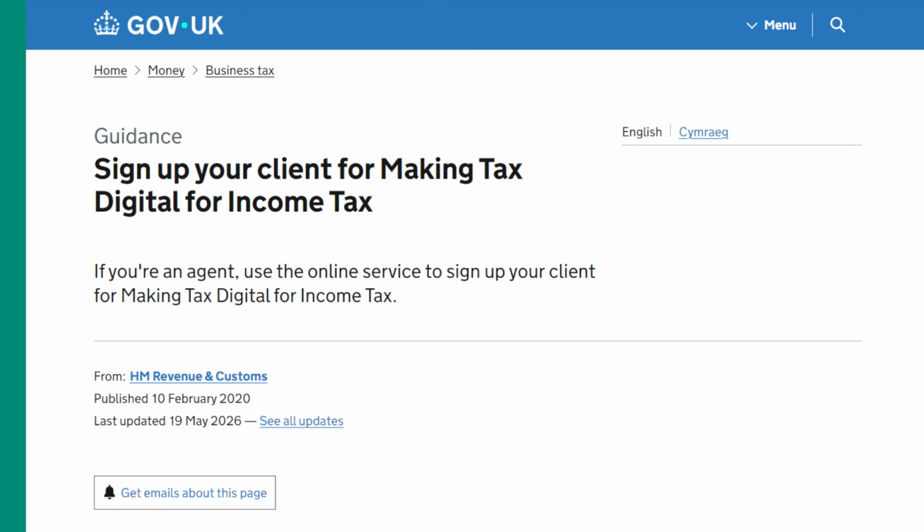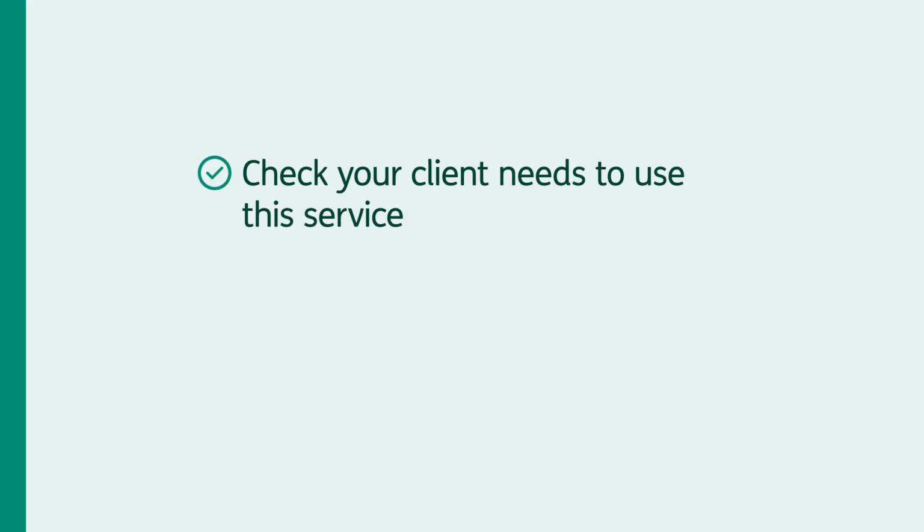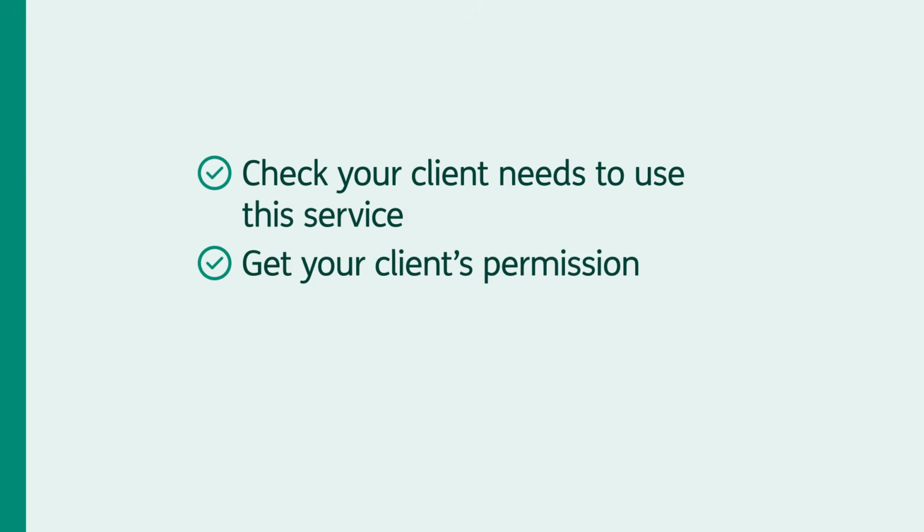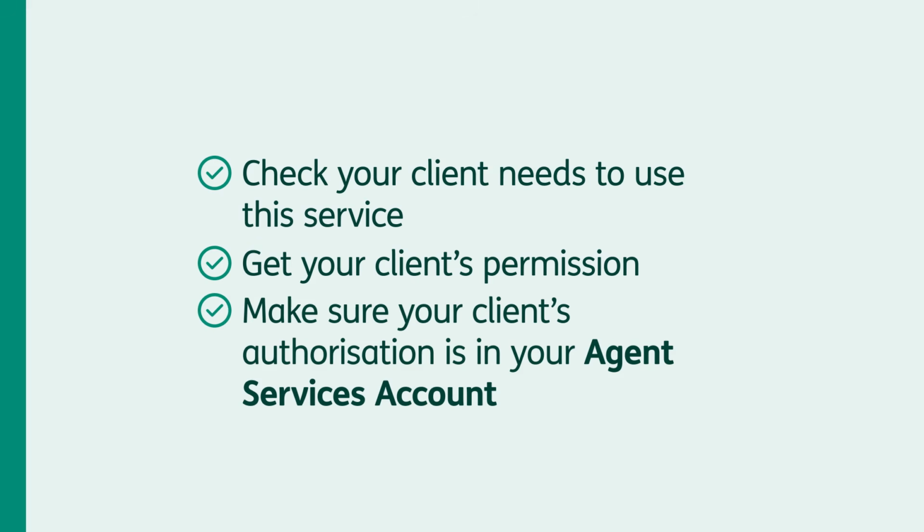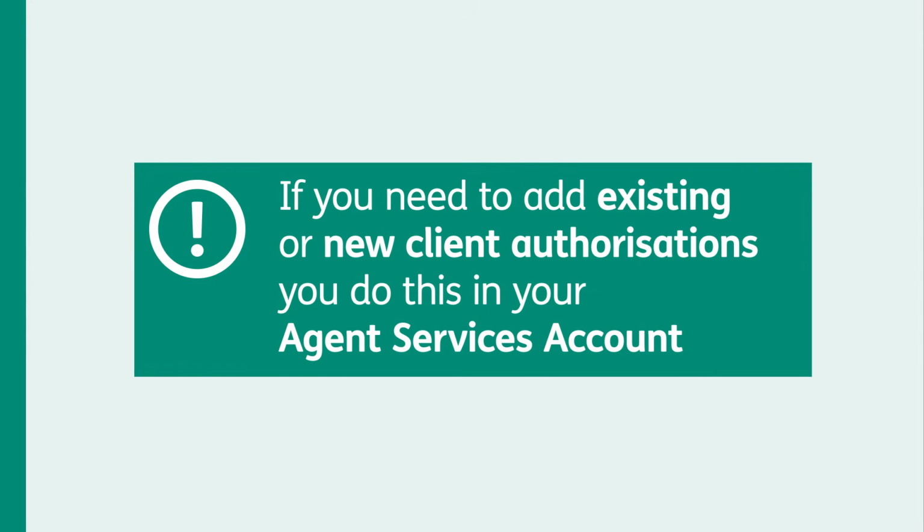To sign your clients up, you need to use the online sign-up service. Before you start, make sure you check your client needs to use this service to report their self-employment and property income. Get your client's permission to sign them up, and make sure your client's authorisation is in your agent services account. If you need to add existing or new client authorisations, you do this in your agent services account.